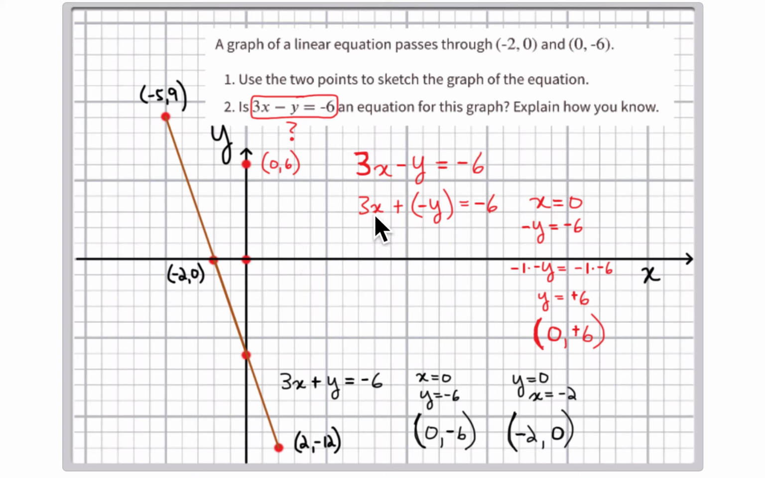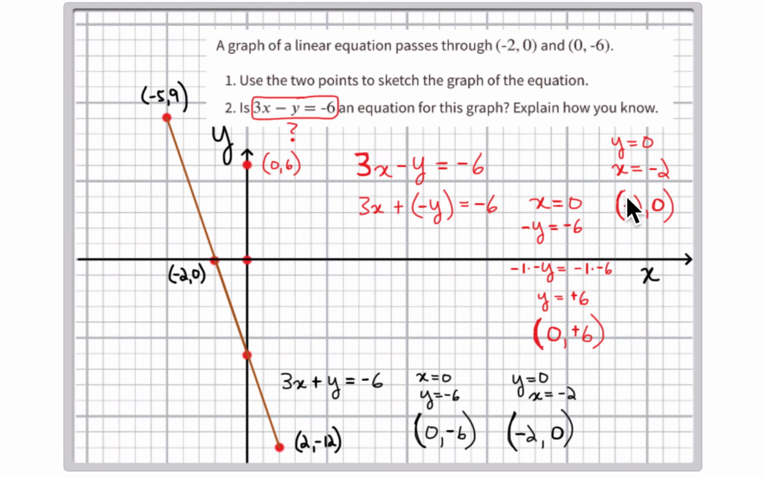Well, if x is 0, 3 times 0 is 0, and you get negative y equals negative 6. Well, that's kind of weird. Negative y equals negative 6. Well, take the opposite of a negative y. So the opposite of negative y is going to equal the opposite of negative 6. That means that y equals positive 6. So the y-intercept is 0, positive 6. It's right here. So 0, positive 6.